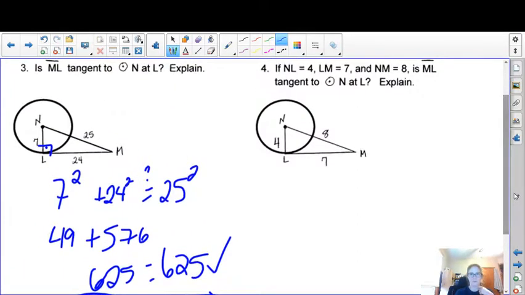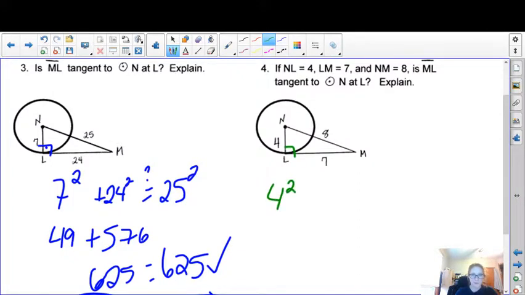We're going to use that same logic to try and answer problem 4. So it gives me the following measurements, and it wants me to determine if line ML again is going to be tangent or not. So we're going to go ahead and put in that right angle mark to see if we could use Pythagorean theorem. That's where it's wanting to show whether or not it'd be tangent.